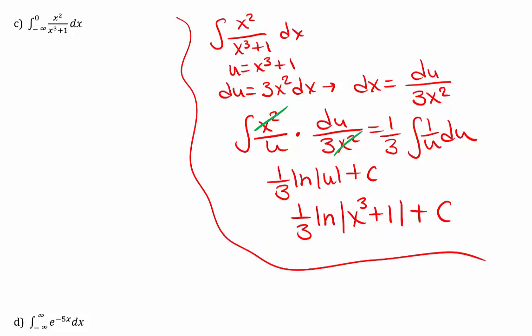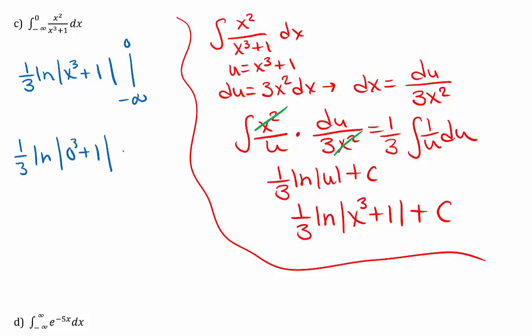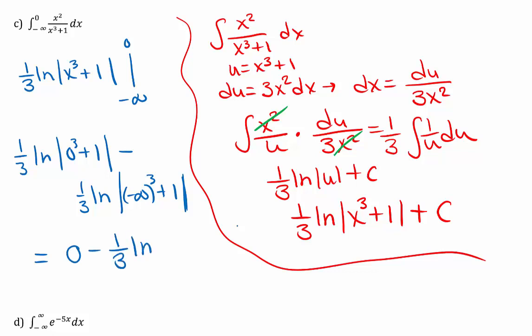Okay, so back to my improper integral. We just figured out what the antiderivative was. And now we are going to have to evaluate this at 0 and evaluate it at -infinity, and then subtract them. So the first term, we end up getting a natural log of 1, which is 0. And then in the second term, natural log of, well, we've got an infinity to the third plus 1, and then we're taking the absolute value of that. That's natural log of infinity, which goes to infinity. Because I don't get a finite number, because I get an infinity, I would say that this integral diverges.